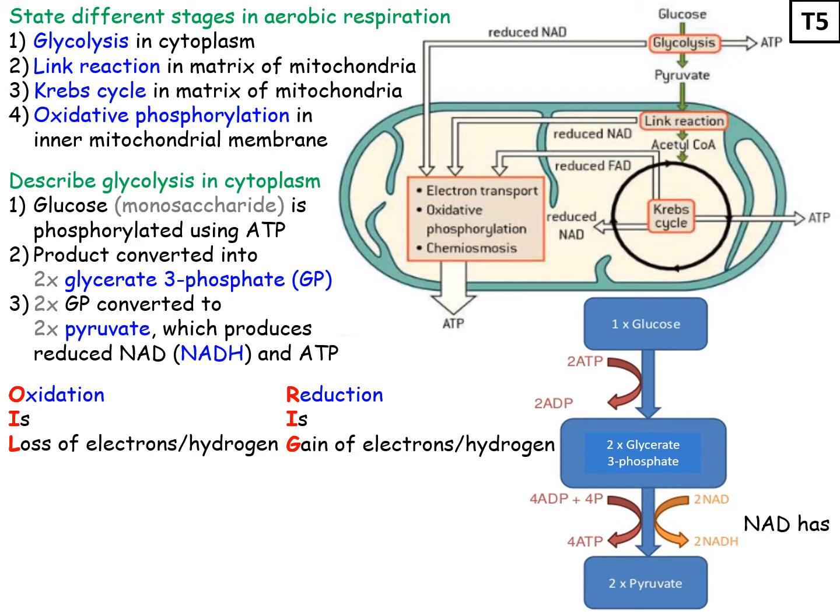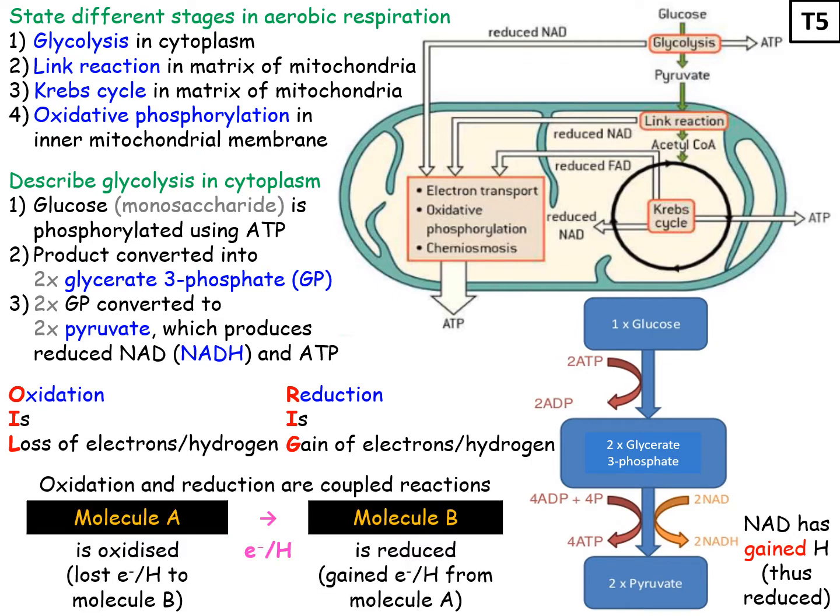In glycolysis, we could see that NAD has gained hydrogen, therefore it's become reduced. Because reactions are coupled, if one molecule becomes oxidized, the other molecule must become reduced. So if NAD has gained hydrogen and become reduced, the molecule that gave the hydrogen must have lost it and therefore become oxidized. So we could see that glycerol 3-phosphate has lost the hydrogen and therefore been oxidized, because it's a coupled reaction.